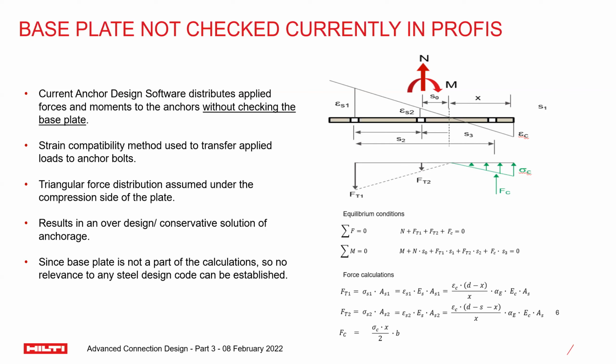As a result, more loads go to the anchors. These software use strain compatibility, or in another term, triangular stress and strain distribution, to calculate the tension and compression loads being transferred through the base plate. This can result in an over-design of anchorage and may provide a conservative solution.